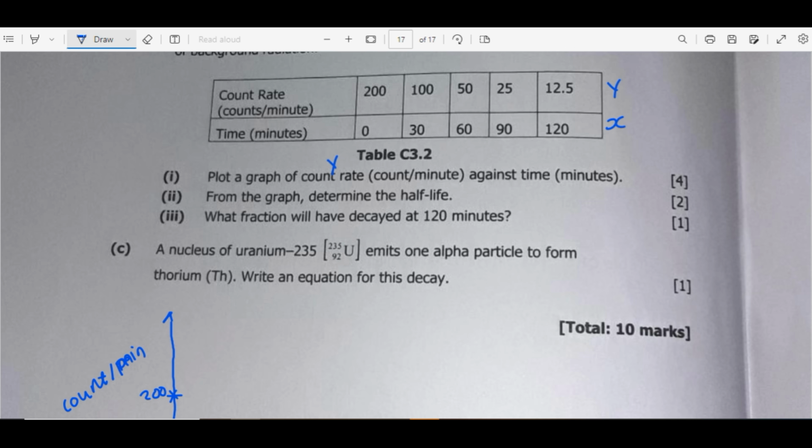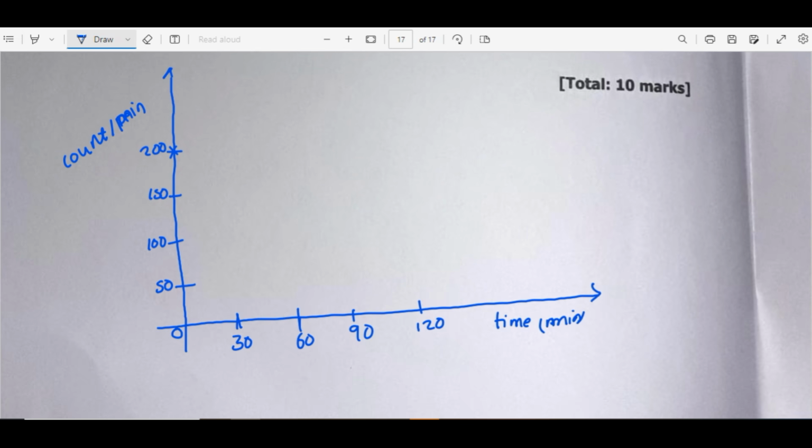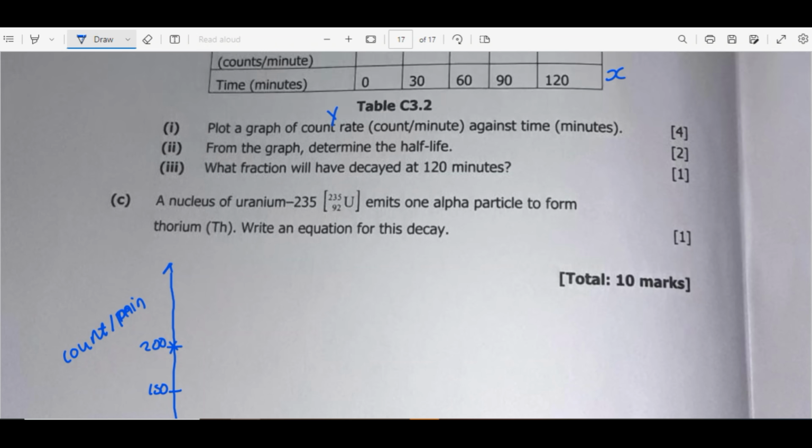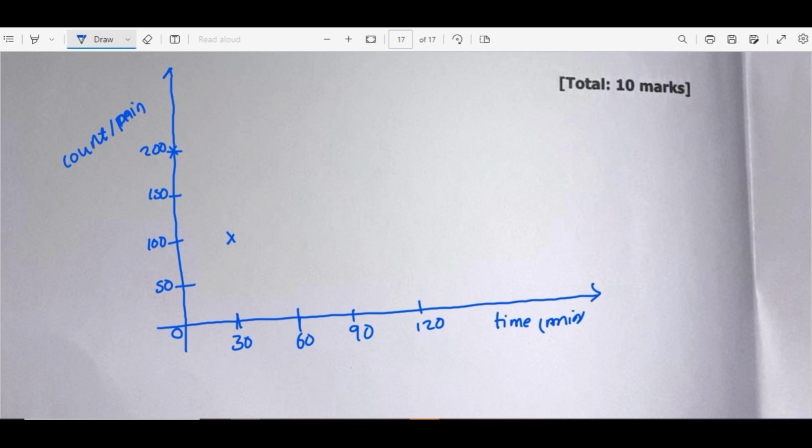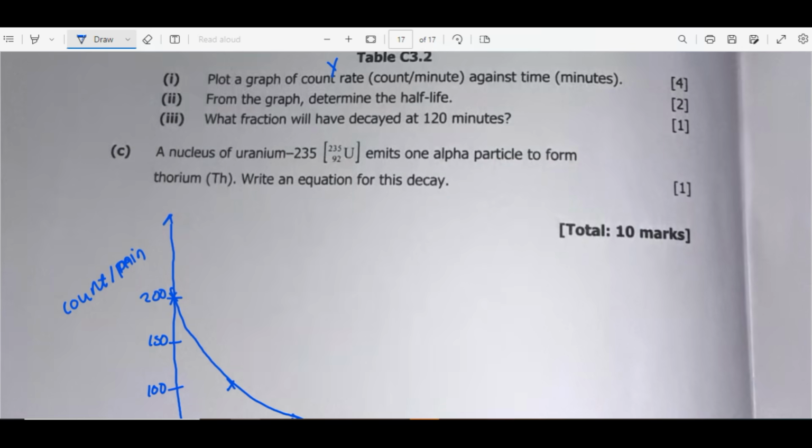The second one, 30, 100. So you can see that here we are dealing with radioactive decay, because the half of 200 is 100, half of 100 is 50, half of 50 is 25, half of 25 is 12.5. It is the half-life that we are dealing with here. 30, 100 is somewhere here. 60, 50. 90, 25. 120, 12.5. So you are going to have a graph something like this. We are done with the first question.